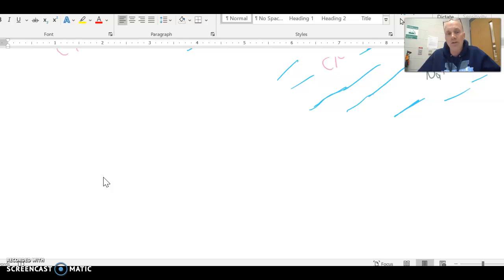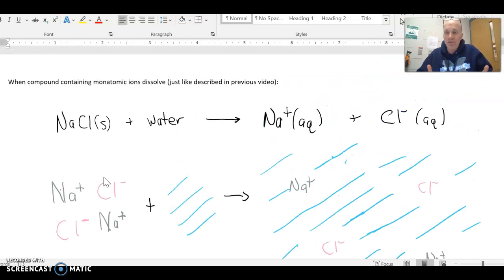All right, and so I wanted to give a little clarification on how these two different types of ionic compounds would dissolve. When you have an ionic compound where both of the ions are monatomic, it happens exactly the way it was described in the video. So for example, sodium chloride, when you dissolve that in water, and I'm just using these blue stripes here as pure water, what would happen?